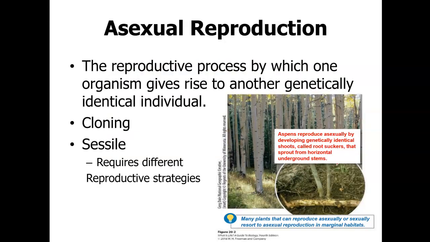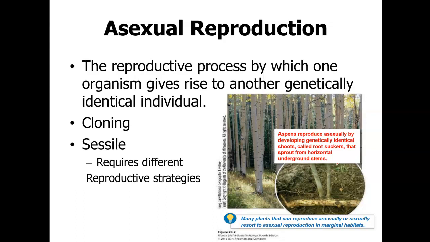Asexual reproduction is going to be the first type of reproduction that we're going to go over. The reproductive process by which one organism gives rise to another organism that's going to be genetically identical. So it's not going to have its own different types of alleles. It'll be the exact same as the parent. Now, it does not require two organisms. This one just requires one. Cloning is going to be an example of this.